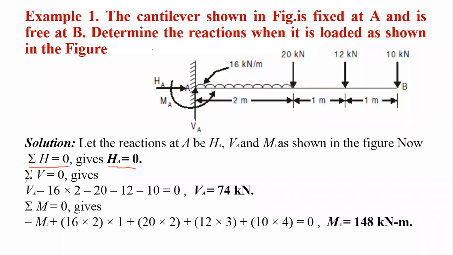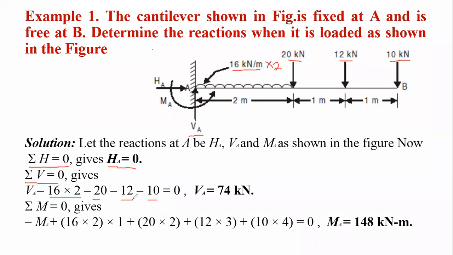Now summation of all vertical forces, summation V is equal to 0. Now here this VA is going vertically upward. Now this 16 kilonewton per meter UDL, let us convert this UDL into point load. It means that we have to multiply this intensity with the span, that is multiply with the 2. We'll be getting 16 into 2 over here, minus this 20 kilonewton force is going vertically downward, that's why minus 20. This 12 kilonewton force is going vertically downward, that's why minus 12. This 10 kilonewton force is going vertically downward, that's why minus 10 over here.